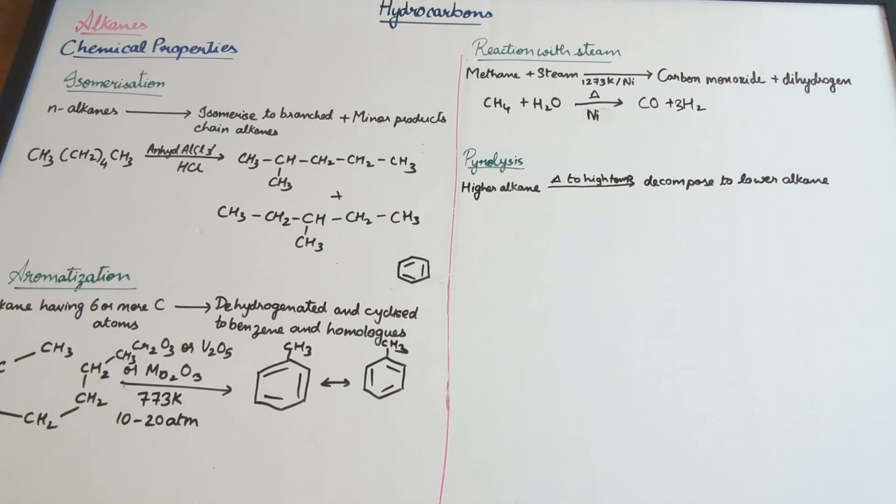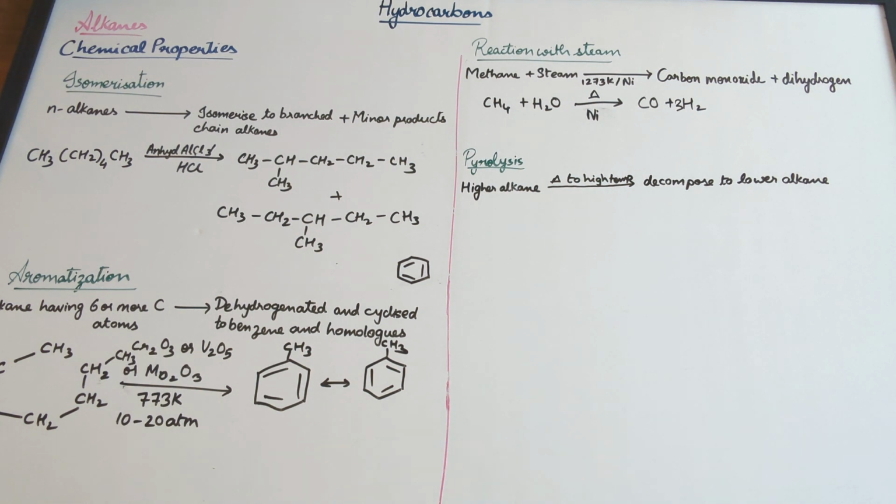The last reaction is pyrolysis. So pyrolysis basically means that a higher alkane is breaking down. It's a decomposition reaction into smaller fragments, and this is done by the application of heat, and the pyrolysis of the alkane is believed to go through the free radical mechanism. Don't worry, we are not learning about the mechanism itself, but this is the free radical process by which we get the lower alkanes.